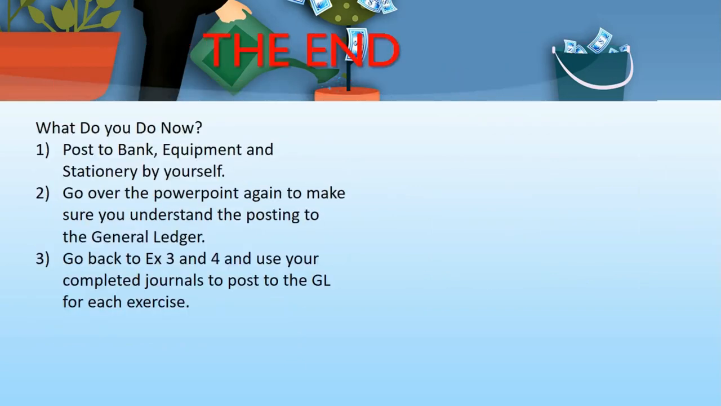So what do we need to do now? Well, now you guys need to post to the bank, to equipment, and to stationery. That you can do by yourselves. You can then go over the PowerPoint again to make sure that you understand what is happening in the general ledger. And then you can also go back to exercise 3 and 4 and use your completed journals to complete, or rather to post to the general ledger for each exercise.